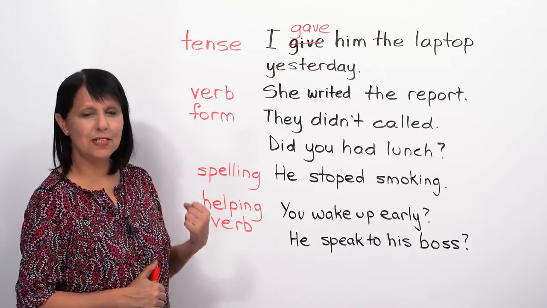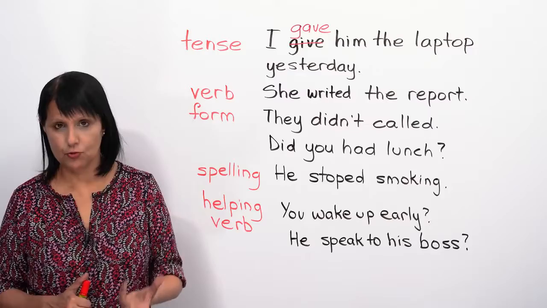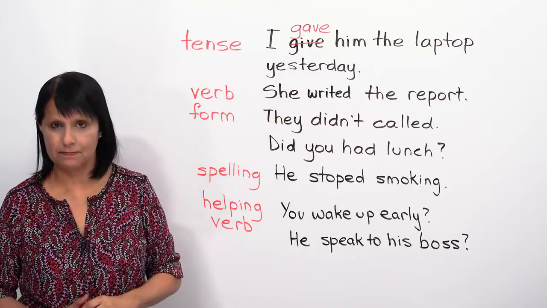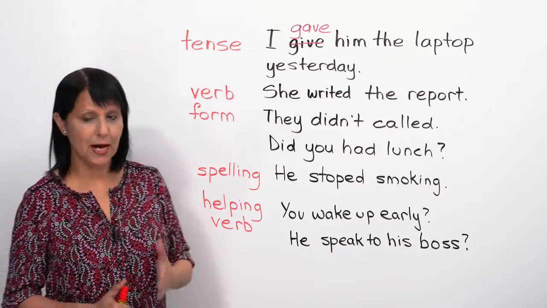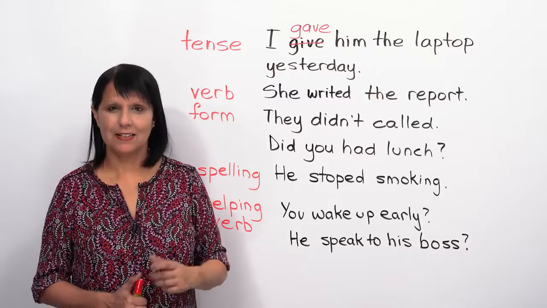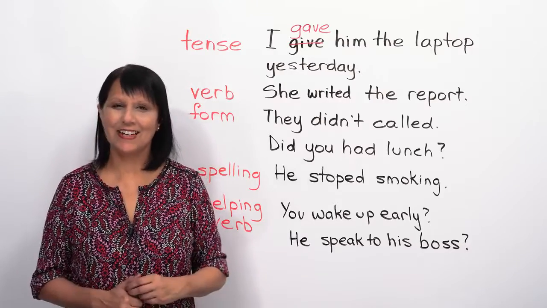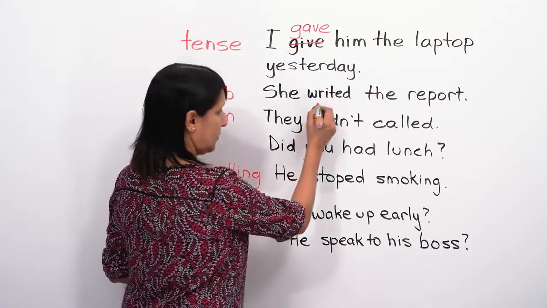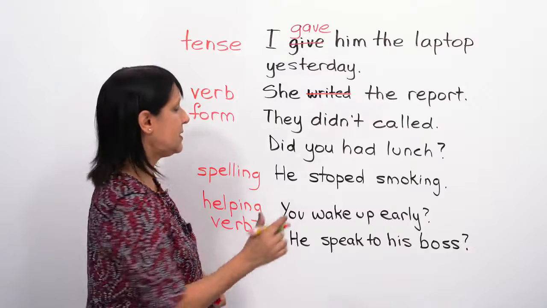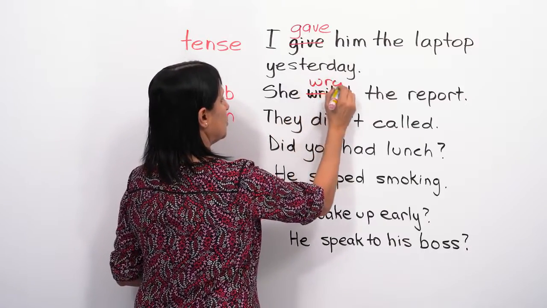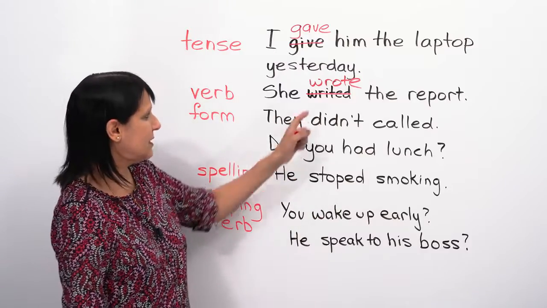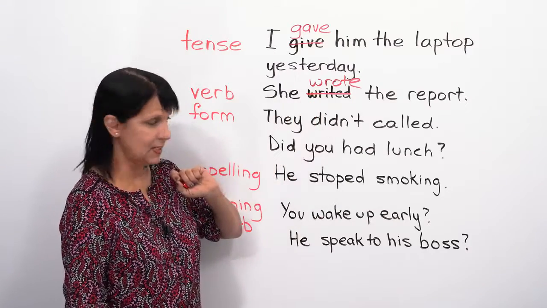Next, sometimes the verb form is wrong. For example, "she righted the report." So let's suppose this is in the past. Is that a word? Not correct. Okay? So this is an irregular verb. The verb write is irregular, and the past tense of the verb write is wrote. She wrote the report. All right? So sometimes that's the mistake.